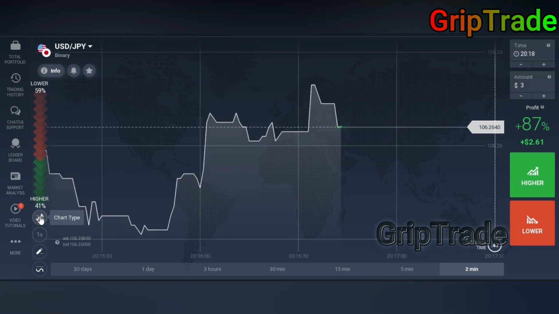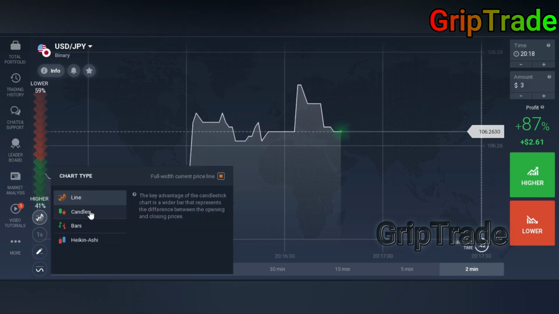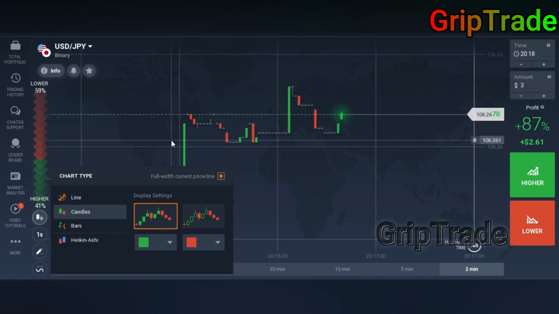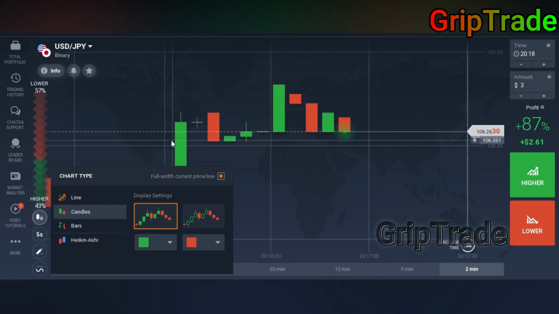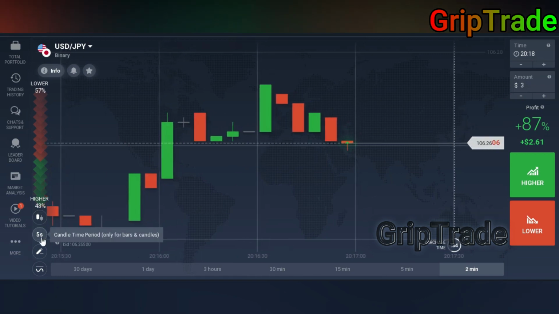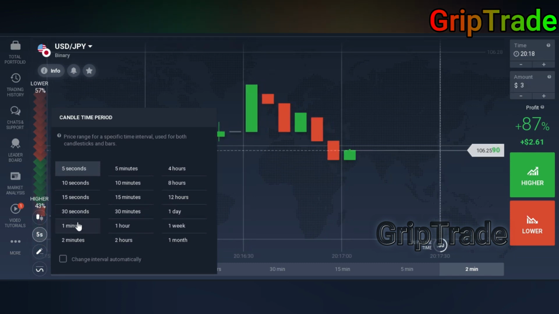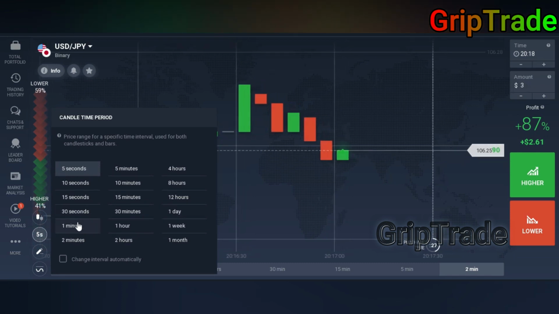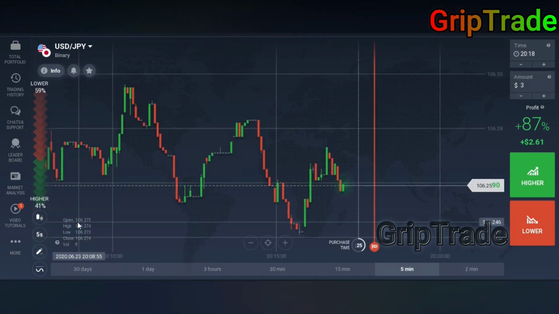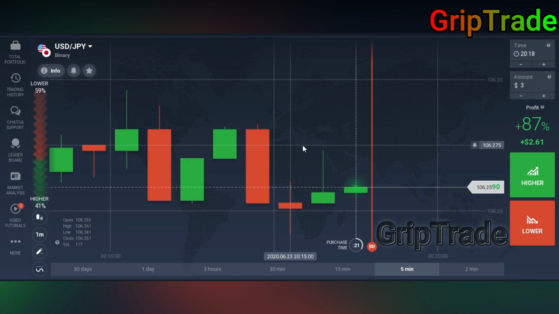There you go. You need to set the chart type for this strategy as candles. Now you need to set the candle time period at 1 minute. This is a very great strategy that can help you win a lot on the 1 minute time frame. So there we have set the time period as 1 minute already.